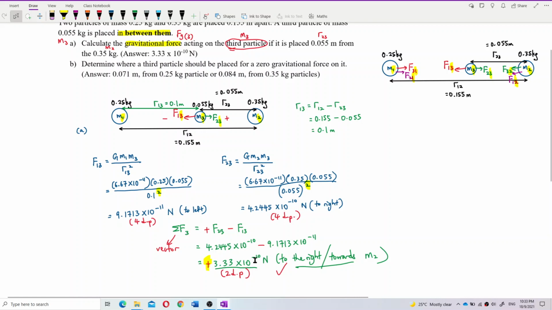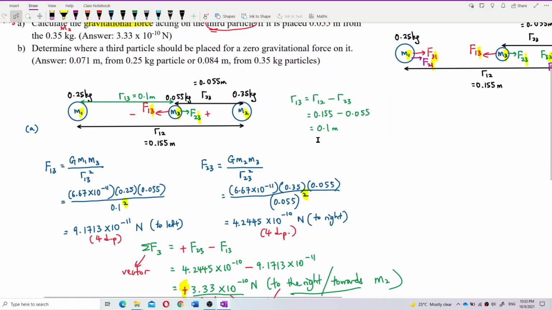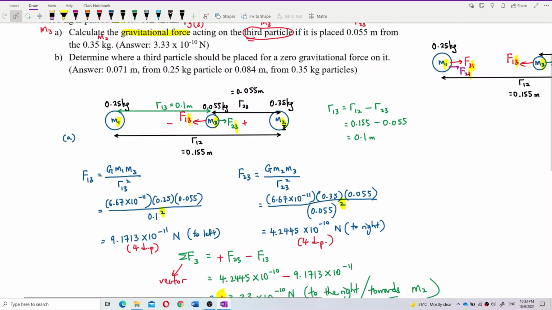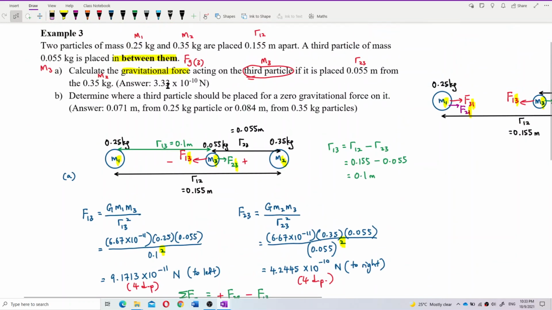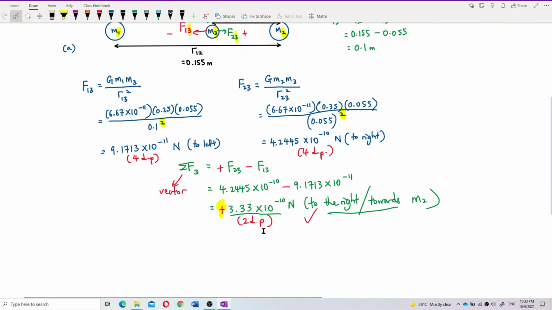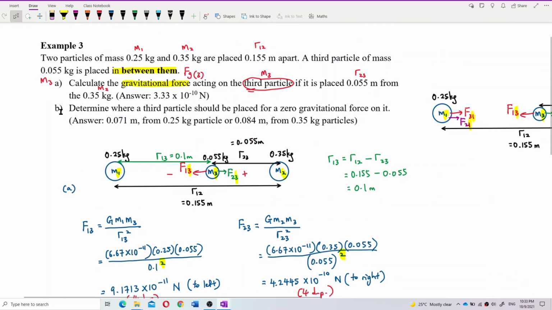Okay, so now look at question B. Just now is correct already. Only 2 decimal place, final answer. Okay, look at question B. Determine where the third particle, so also refer to the third particle, but now he asks for where. Where means we need the position. It should be placed for a 0 gravitational force on it.